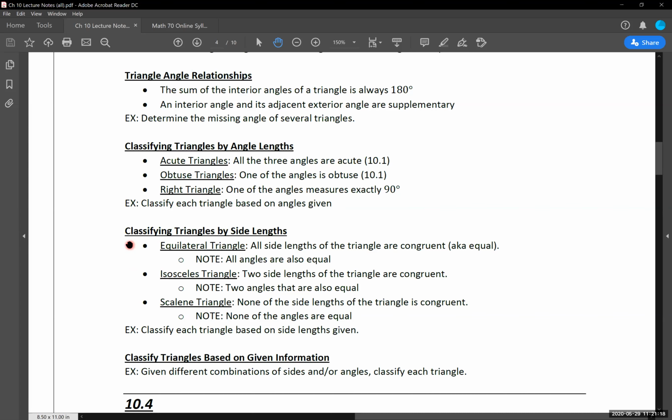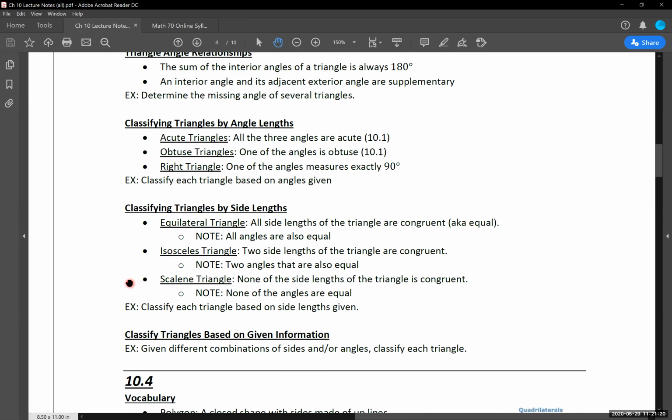Most triangles that we're going to see are going to be this third kind, which are scalene triangles. A scalene triangle is one in which none of the side lengths are congruent to one another, which means every side length is different. This also means that none of the angles are going to be congruent or equal to one another. All of the angles are different. Most triangles that we're going to be working with in this class and most future classes are scalene. If you were to just draw a triangle at random, you're probably going to have a scalene triangle.